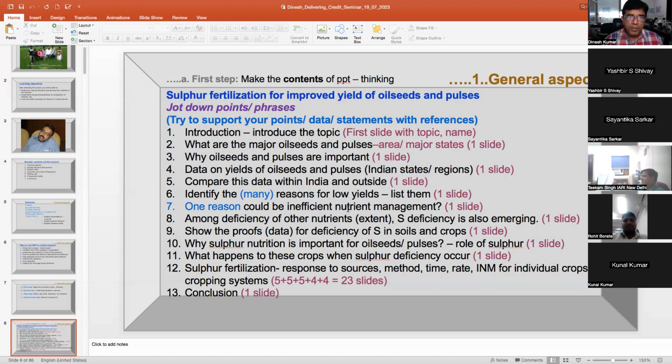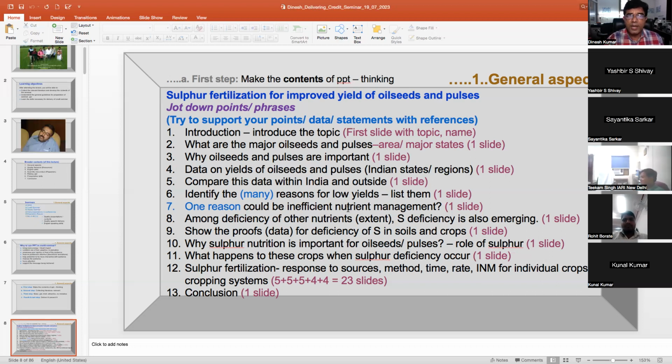Number two, what are the major oil seeds and pulses? Here in this case, we are taking oil seed and pulses as a base. Then the major oil seeds and pulses, their area, major states, and general information about oil seeds and pulses you need to give in one slide. Then why oil seeds and pulses are important. In the next slide, you can make their importance, why they are important.